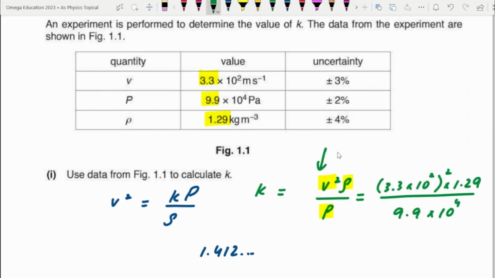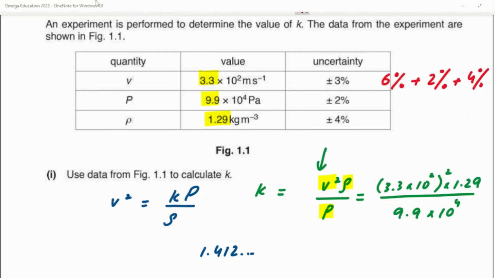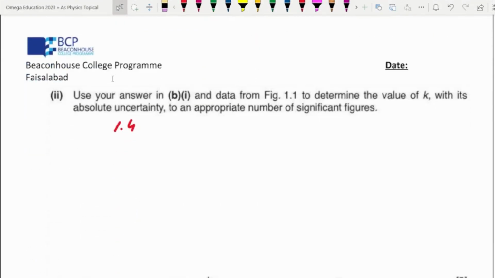So what is the percentage uncertainty of v? It is already given. All we gotta do is to multiply it by 2 because we have v square. So the total percentage uncertainty of v would be 6%, plus for rho it is 2%, plus for pressure it is 4%. So 6 plus 4, 10, 10 plus 2, 12. So we get a total of 12%.